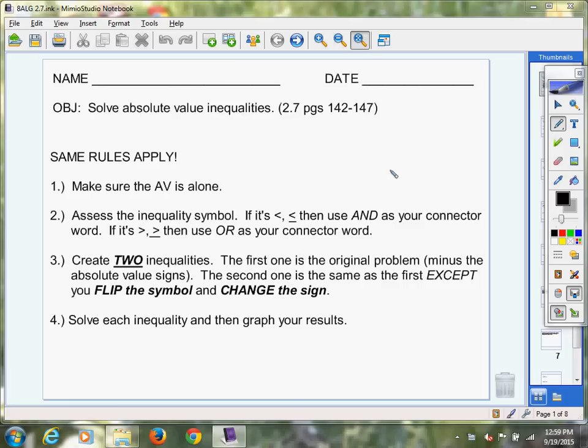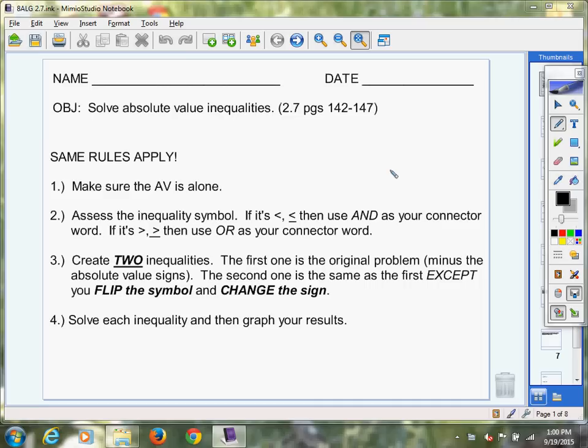This will be the very last section in chapter 2, and we have been working so hard on inequalities, and this is kind of the crowning moment. We're pulling together everything we've learned, and it's going to apply in this lesson with absolute value inequalities. Now, let's talk about the rules. That's what you see on the notes right in front of you.